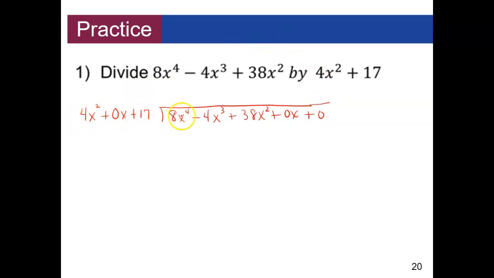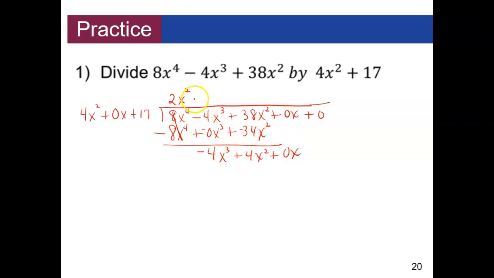Compare the 4x squared to the 8x to the 4th. So I'm going to need to multiply it by 2x squared. Okay, this times 0 is going to be 0x to the 3rd. 2x squared times 17 is going to be 34x squared. Change all my signs. So those cancel. Got -4x to the 3rd plus 4x squared plus 0x.